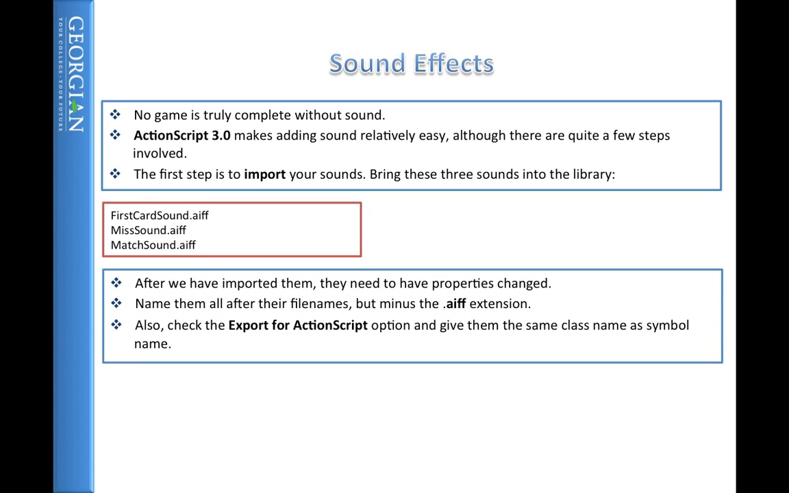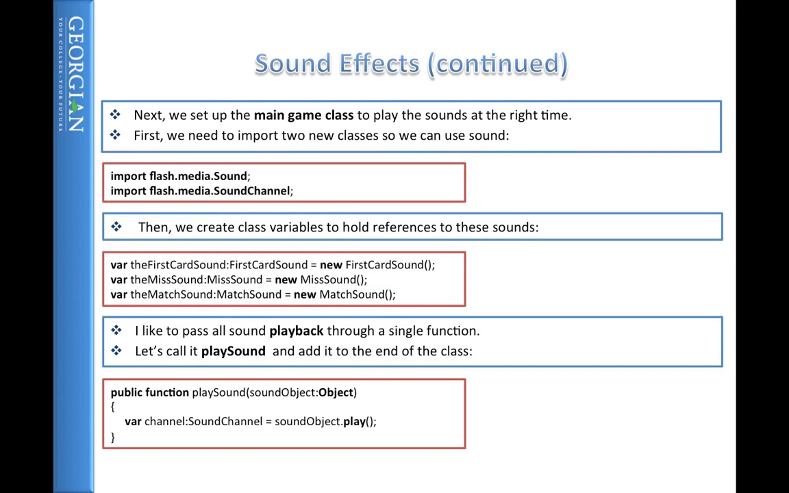Sound effects. We have 3 files: first card sound, miss sound, and a match sound. We have to import flash.media.Sound and SoundChannel, and we're defining these sounds right away. As soon as the Flash file is going, we define these 3 sounds. They're in the library. We import them into the library, and then we're going to play this sound, whatever the sound object is.